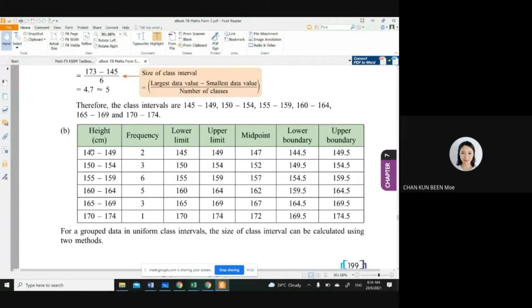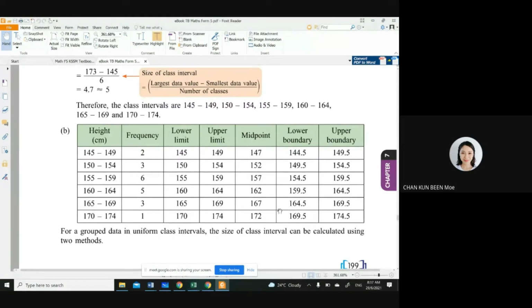Yes. Okay, right. From 145 to 149, you find out how many numbers occur, so that will be the frequency. The lower limit refers to the lower limit of the class over there. It's 145, and the upper limit is 149. That's how you get all this. The midpoint is the number in between, that is the lower limit plus the upper limit, divided by 2, you will get 147. The lower boundary is the lower limit of the class plus the upper limit of the class before it. We don't have it here, so this will be 146 plus 145 divided by 2, you get 144.5. And the upper boundary will be 149 plus 150 divided by 2, you get 149.5.